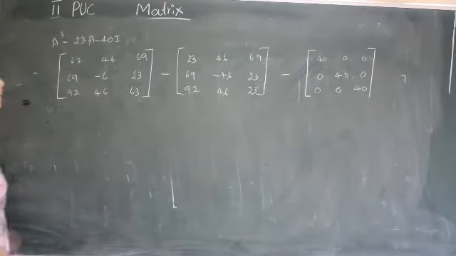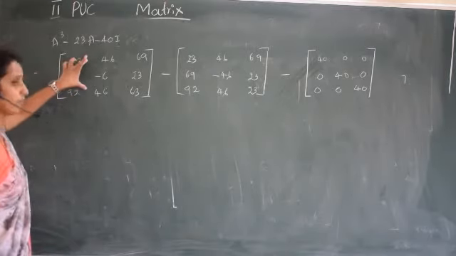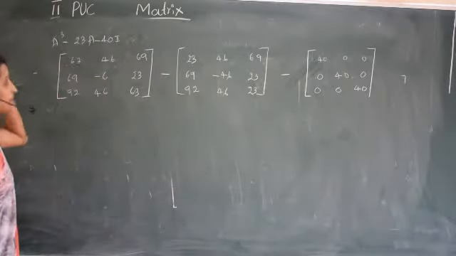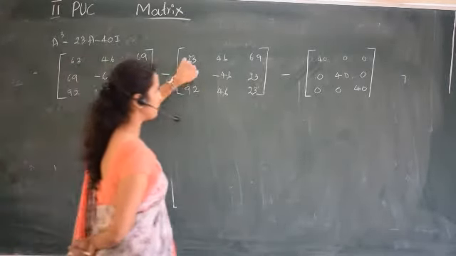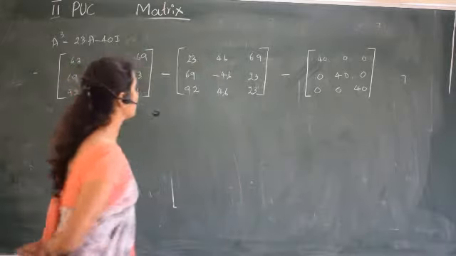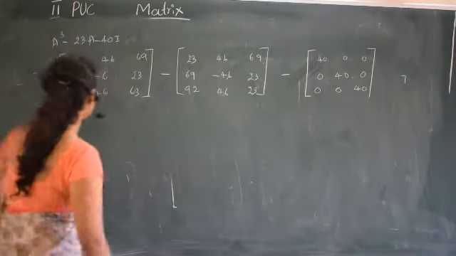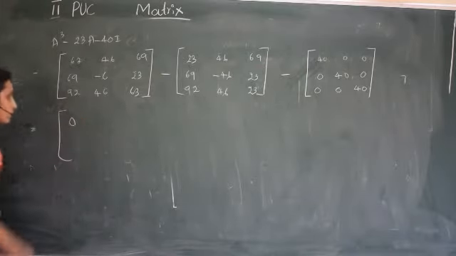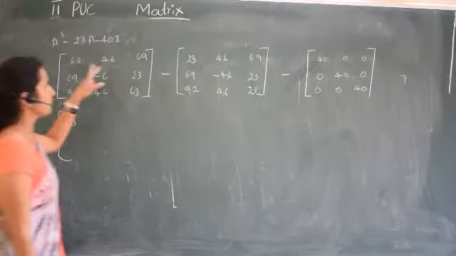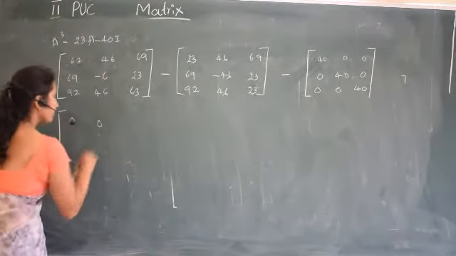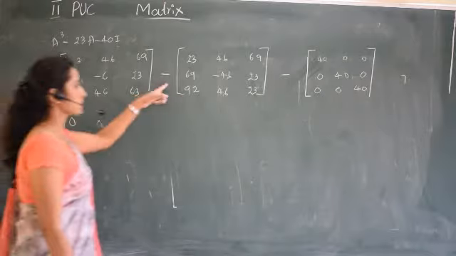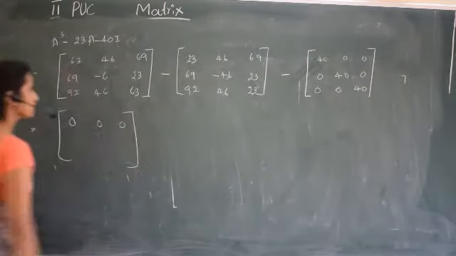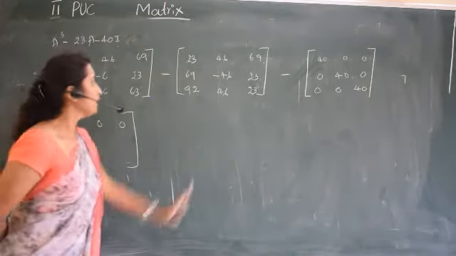Now we take the first matrix minus the second matrix minus the third. Here it is 63 minus 23 minus 40. So 63, 23 minus 40 is 23. So we get the first entry as 0. Next 46 minus 46 is 0. Next 69 minus 69 minus 0 is 0. Next 69 minus 69 is 0.